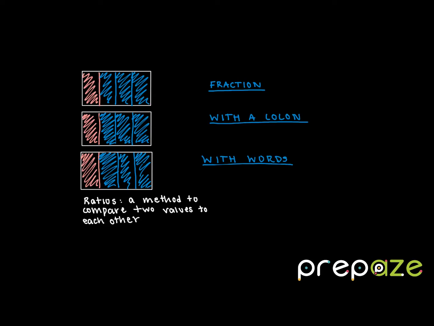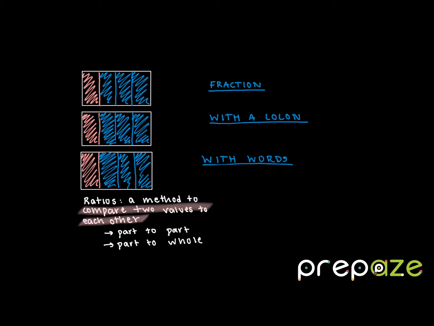Hi everyone! Today we're going to take a look into what a ratio is. So if we take a look down here at this definition, it says that ratios are just a method to compare two values to each other. And that's all a ratio is. Now, there are two ways that we can compare values to each other. We can either do part to part, or we can do part to whole.